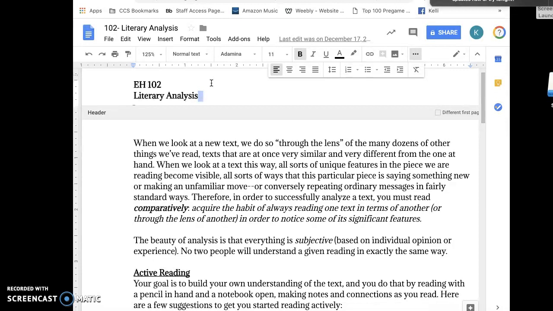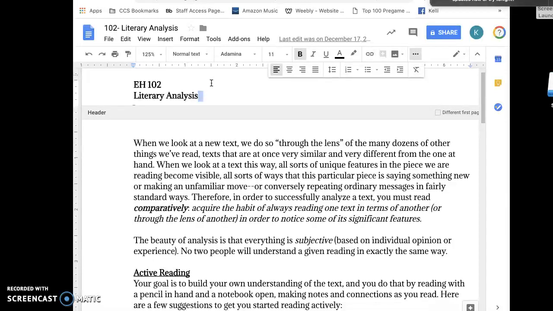And so today, what we're going to talk about is what literary analysis is, because it's going to be the primary mode of what we're going to do in our classroom this semester. Every time that we look at a new text, we do that through the lens of all the other things that we've read. And the more that you read, obviously, the larger your lens is.